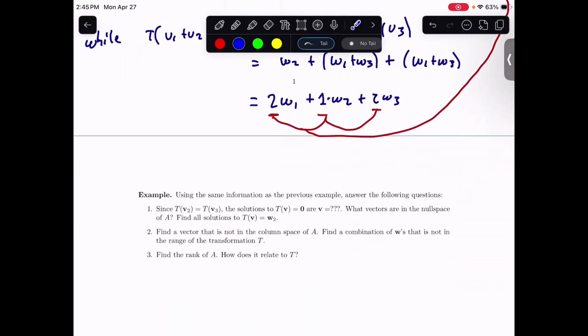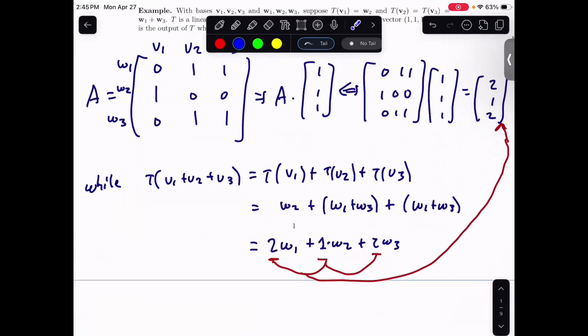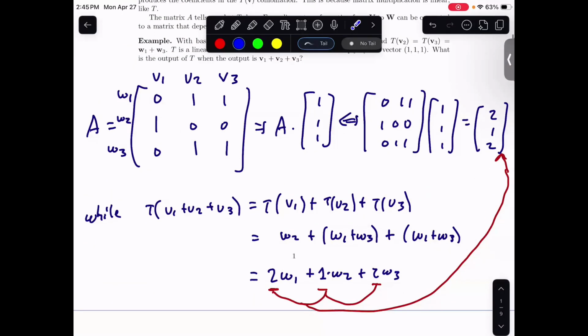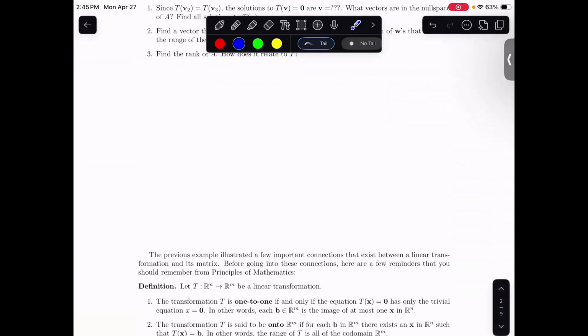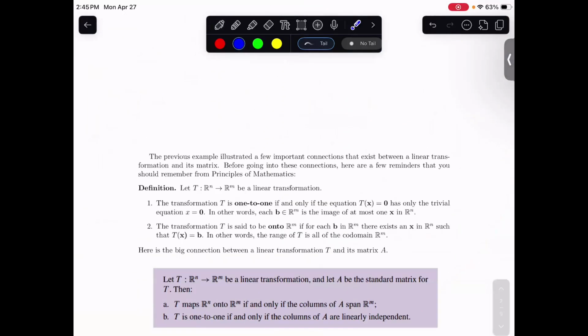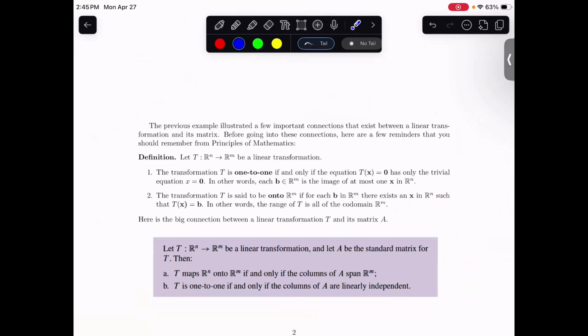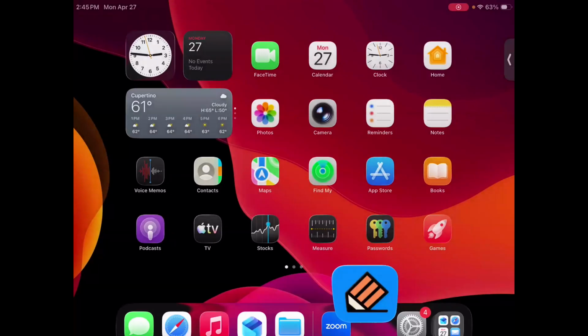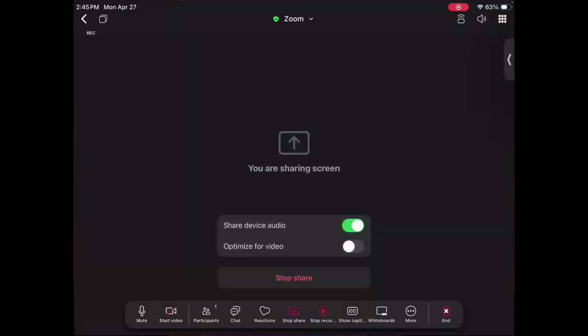And so what we'll do in Wednesday's class is draw more comparisons between the matrix of a transformation and the transformation itself. And if you are in principles of math, you know about one-to-one functions and onto functions. It turns out those kinds of properties on the transformation are going to relate to the null space and the column space of the corresponding matrix. So we'll talk about this on Wednesday.